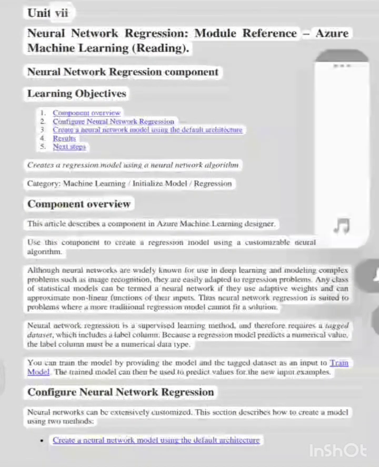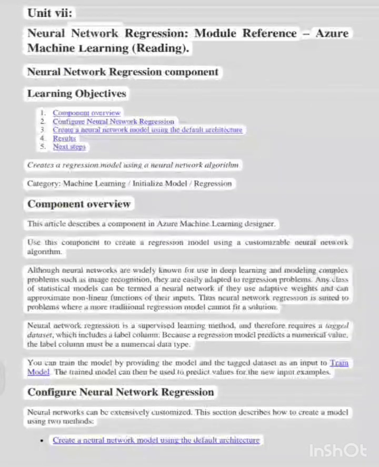Unit V. Neural Network Regression. Module Reference. Azure Machine Learning. Reading. Neural Network Regression Component. Learning Objectives. 1. Component Overview.